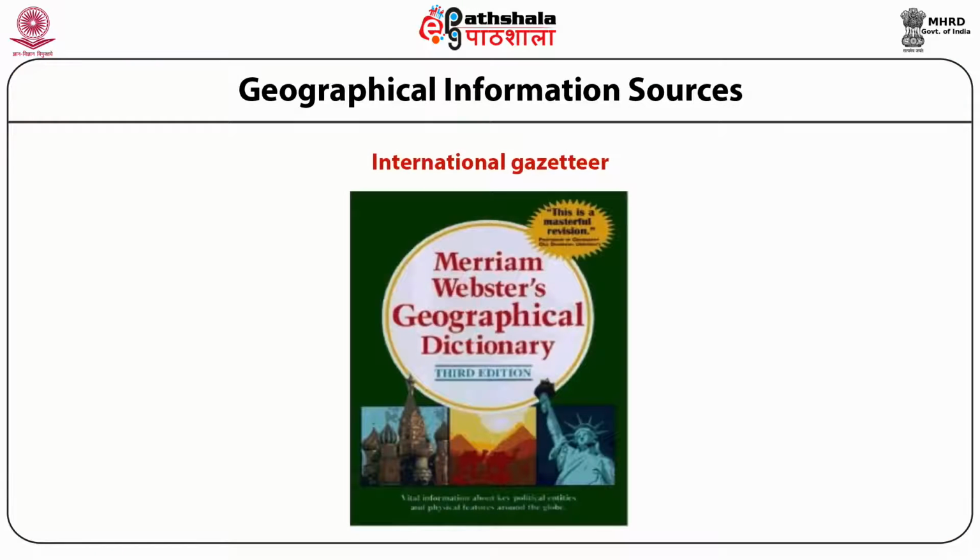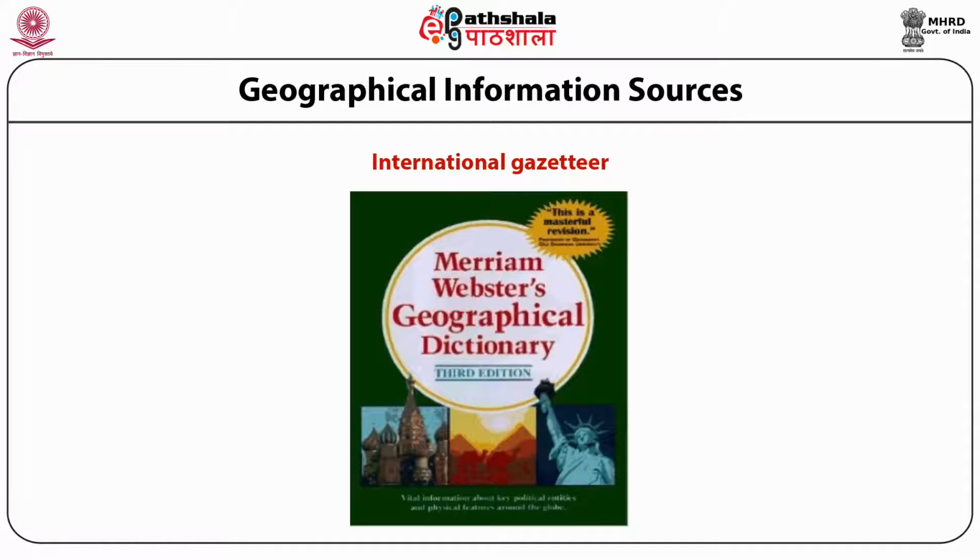Gazetteer is a dictionary of geographical names, listing names of places, seas, mountains, and other geographical entities of particular area, along with its history, economic development, geography, and the people. Based on their coverage, a gazetteer can be categorized into international, national, or local gazetteer.